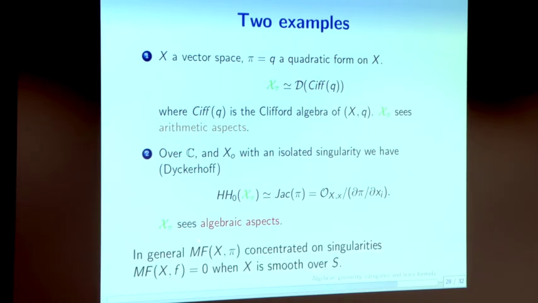And in general, it only sees the non-smooth locus of X over S. So if X is smooth over S, then it is 0. Which is compatible with the fact that there is no change in the Euler characteristic. The topology remains constant in this case.